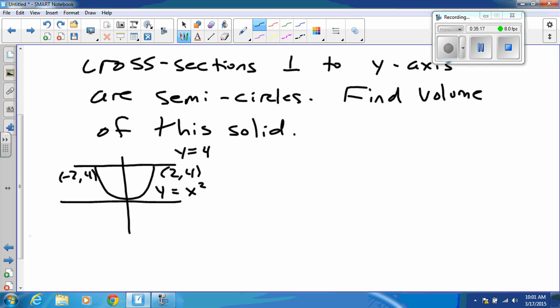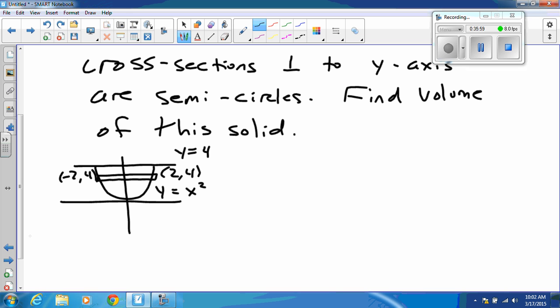Now, in addition to the sketch, I need a couple more things here. What else do I need visually? I need the representative cross section, and that should be horizontal, dy. Section perpendicular to the y-axis. And now I need one more thing. In addition to the base, what else do I need sketched? Yeah, I need the cross-section sketched.